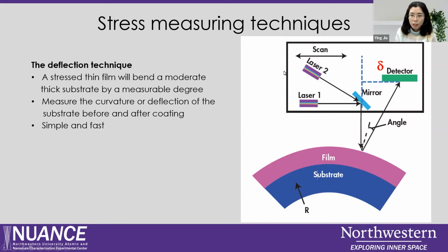So now we have a laser. We have two lasers actually, but a laser comes to a mirror, and the mirror will reflect this laser, so it will shine vertically onto the sample. Because the sample is curved, the reflection will not go directly back, so it will go away to a detector. And this detector will measure the distance between the reflected light and the incident light. So this is a delta. And it will use the delta to calculate the film stress.